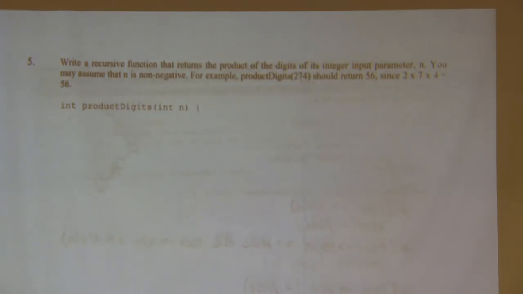So what would be our base case for this function? Does anybody have any ideas? If n is less than 10, return n. Yeah, if n is less than 10, then we probably want to just return n.